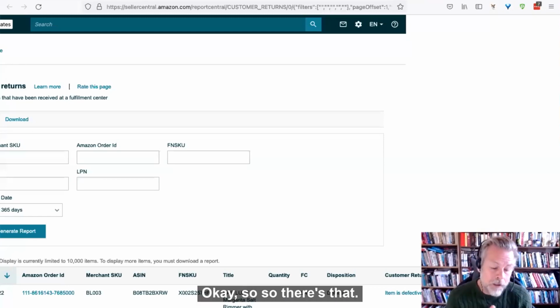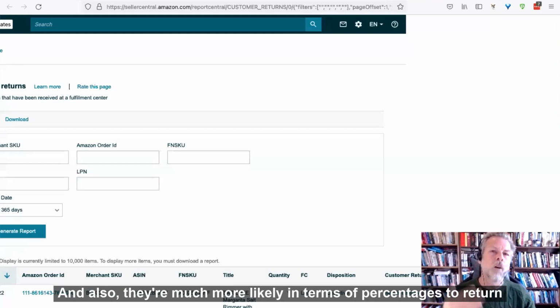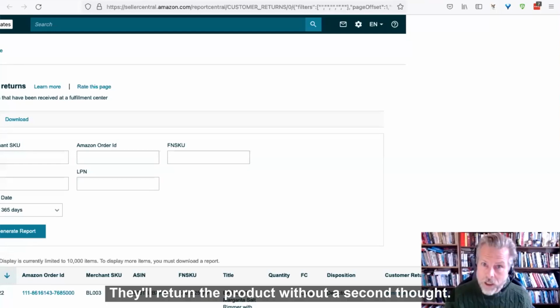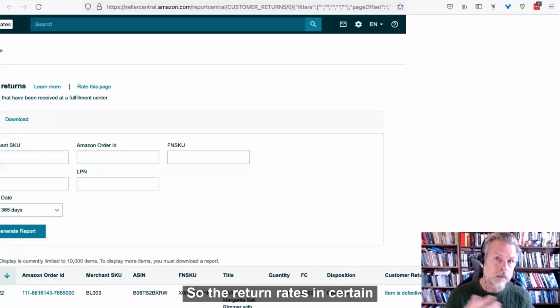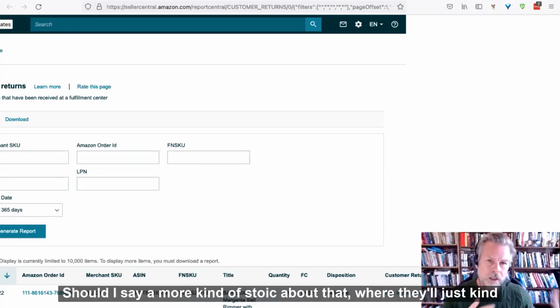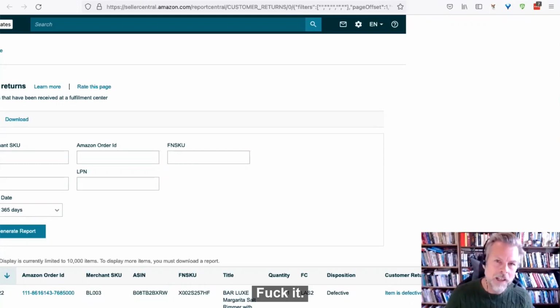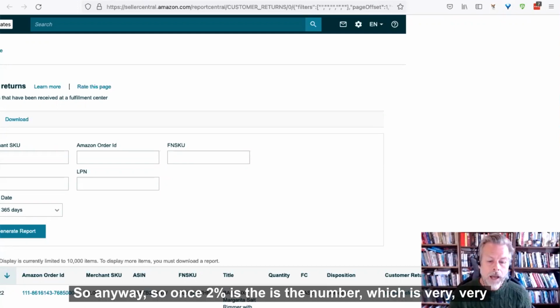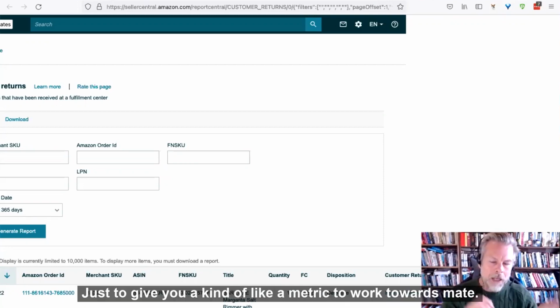Also, they're much more likely, in terms of percentages, to return the product. If they're not happy for anything at all, they'll return the product without a second thought. So the return rates in certain marketplaces are higher as well. Some countries are more stoic about that, where they'll just think, oh, I made a mistake, I'm not going to send it back. But other countries, India is a real example, return much more, and the refund rates are much higher. So anyway, 1 to 2% is the number, which is very typical, Ronnie, just to give you a metric to work towards, mate.